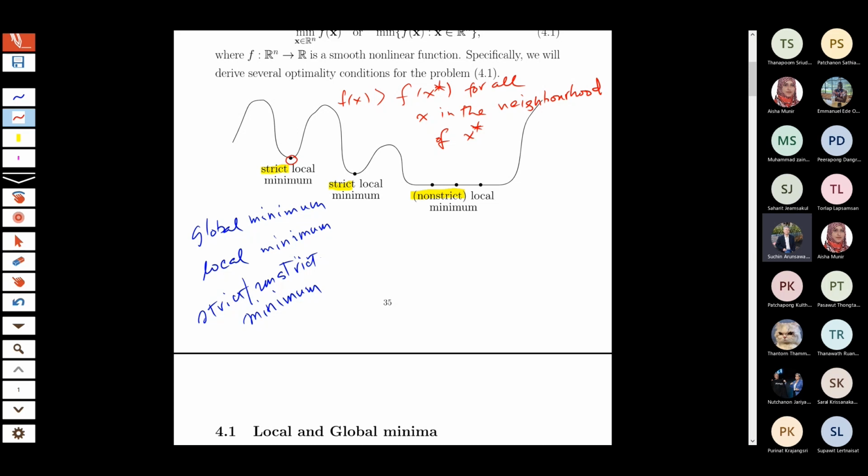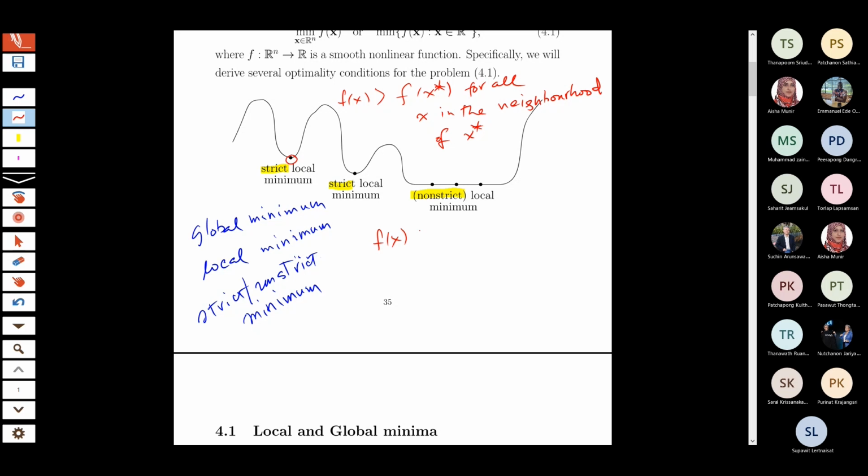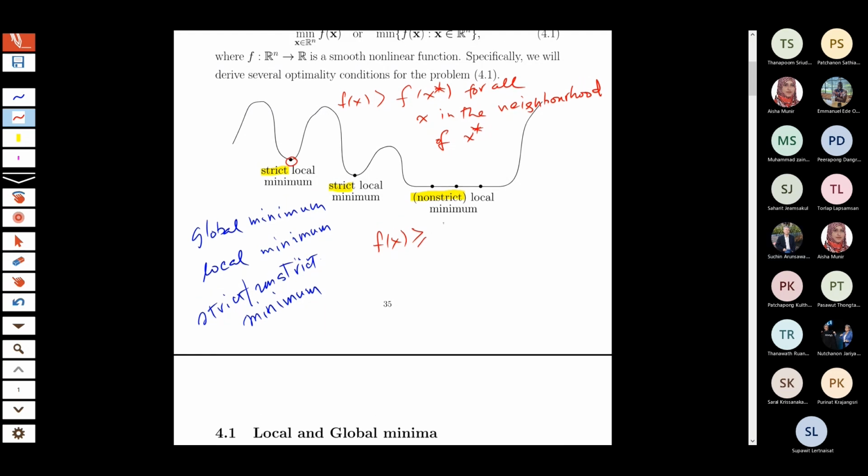How about the non-strict? Non-strict means that f(x) is greater than or equal to f(x*). You see that we allow the inequality to have equality, greater than or equal to, and this is why it's called non-strict.